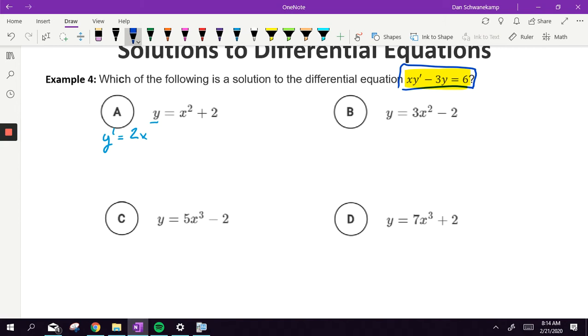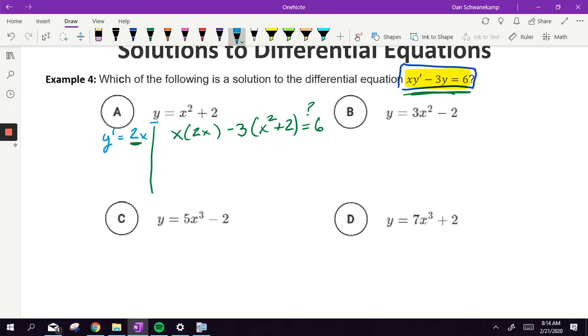And then I don't know if there's a much better way of doing this problem than just plugging it in. So I'm going to plug into this differential equation with this given information and see if it's equal to 6. If it's equal to 6, I win. If it's not equal to 6, I don't win, and I got to do another one. So, for example, we are doing x. So I'm going to write down x times y prime. Well, y prime is this guy, 2x, minus 3 times y. What am I going to put for y? x squared plus 2. And when I multiply that whole thing out, I'm trying to see, is that 6?